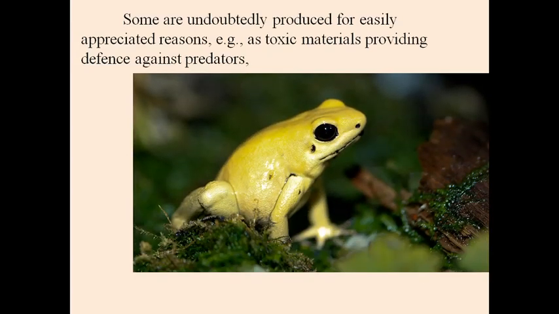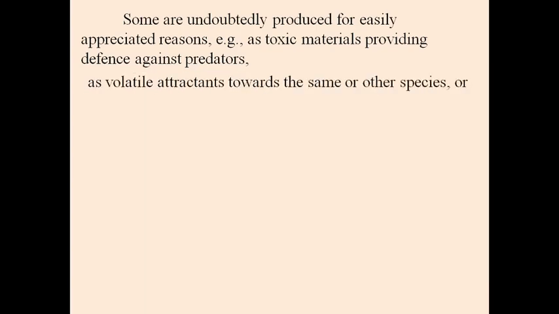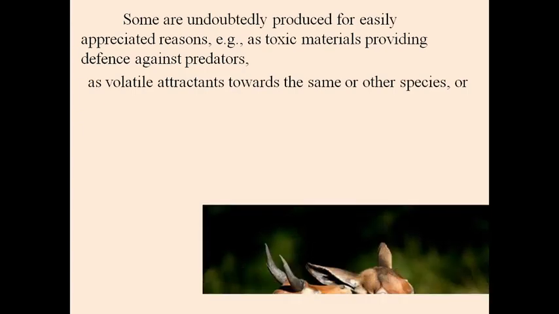Here you can see a golden poison frog. The golden poison frog's skin is densely coated in an alkaloid toxin, one of a number of poisons common to dart frogs, batrachotoxins, or as volatile attractants towards the same or other species.